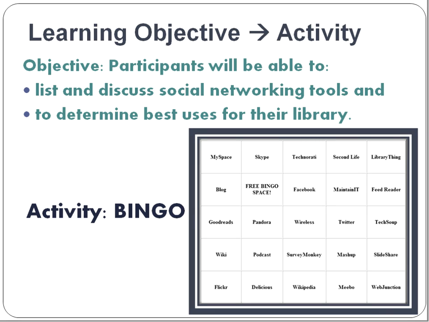So I think an important thing is when you're building these modules that you look at those learning objectives and then tie those modules to those different activities that you develop. Some of the objectives for this emerging technology class were that they could list and discuss social networking tools and then determine the best uses for their library. So with this, instead of going through definitions and defining things so that they would understand the terminology, I had them use bingo as a fun way to learn this.